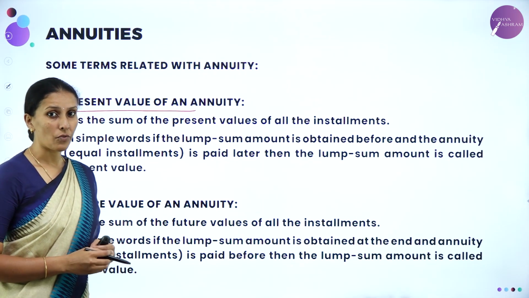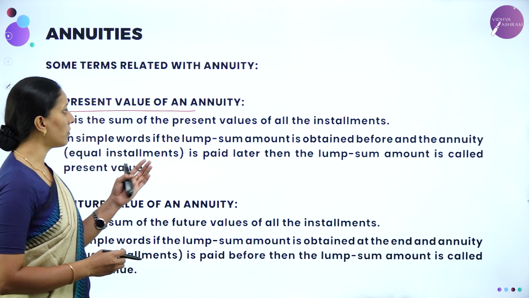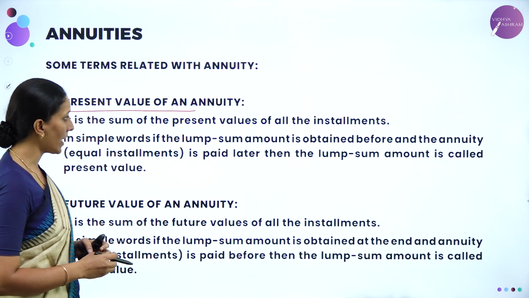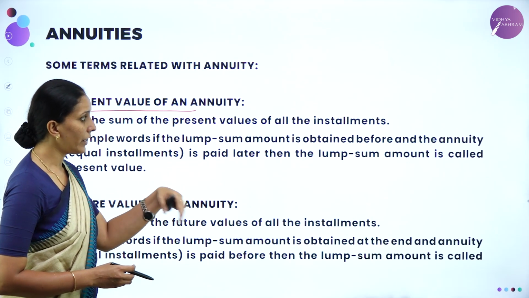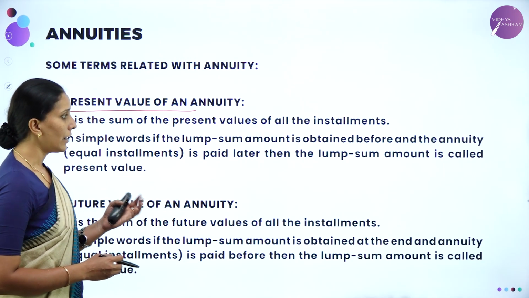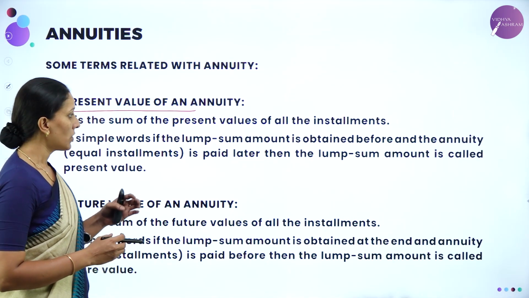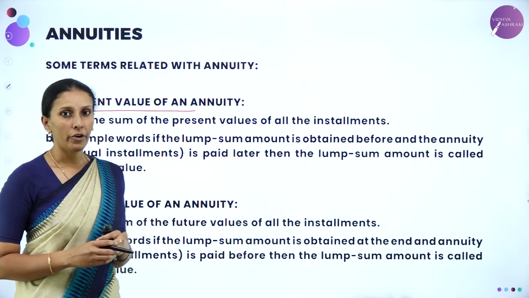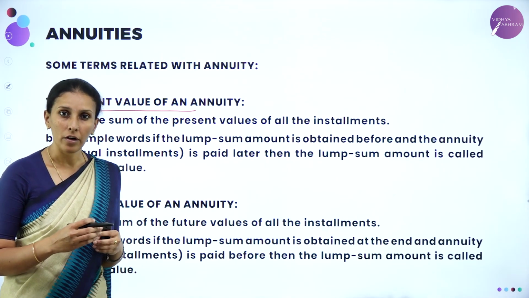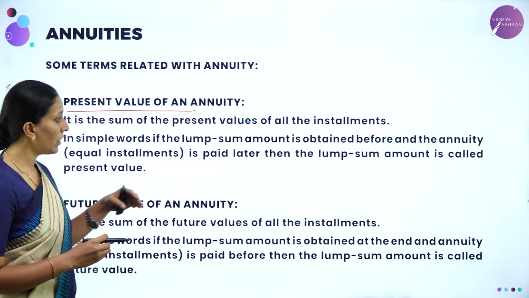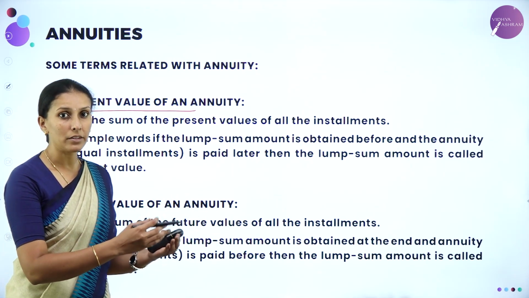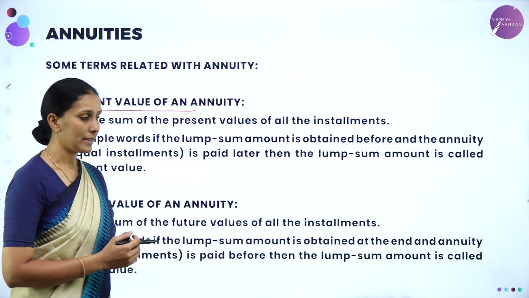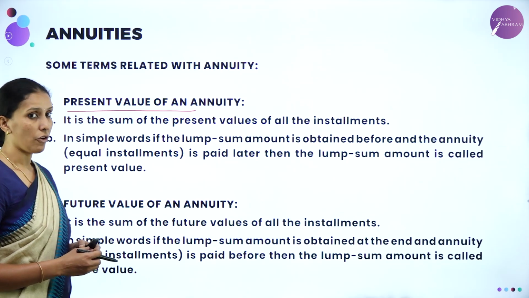Now, other terms related to annuities are present value of annuity. So, what is this present value of annuity? It is the sum of the present values of all the installments. That means, in other words, we can say it is the lump sum amount obtained before and paid later in equal installments. For example, you will purchase a phone of cost 30,000 and you will pay that later every month in the form of an EMI in equal installments, like 3,000 per month, etc. So this is nothing but present value of an annuity.